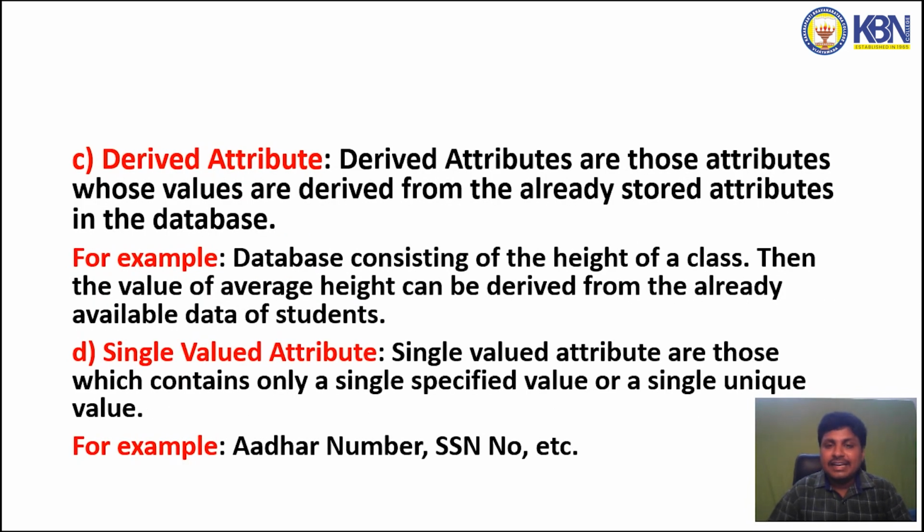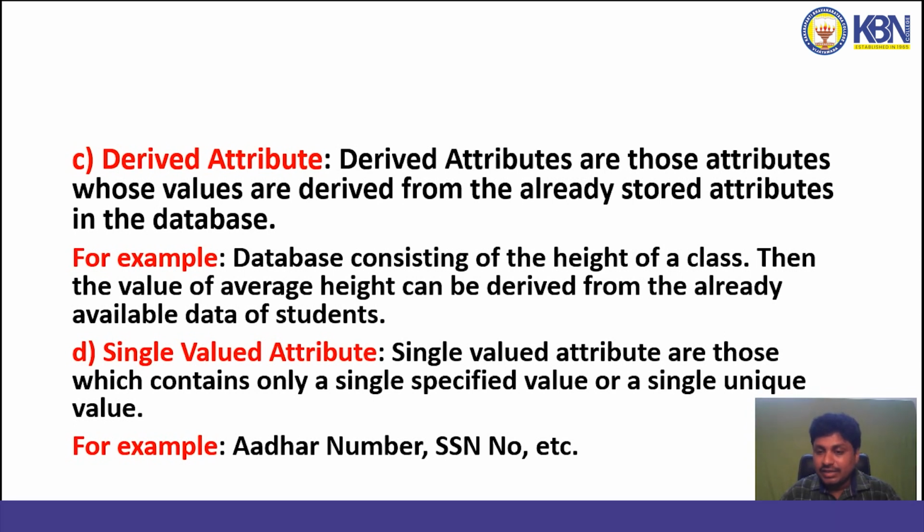Next we go for derived attributes. Derived attributes are those attributes whose values are derived from already stored attributes in the database. For example, calculating our age. How can we calculate age? Based on the date of birth we enter. Suppose I am finding a student's age. First of all, I enter his date of birth.